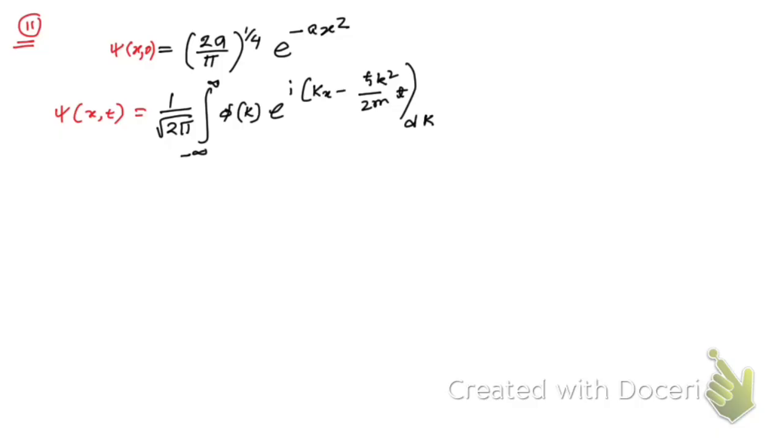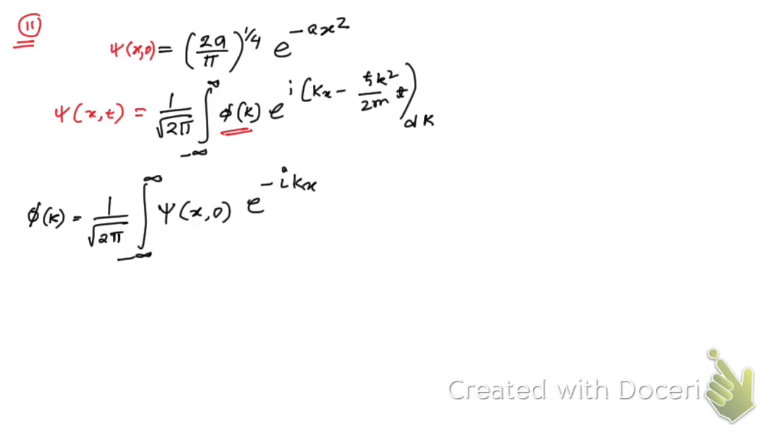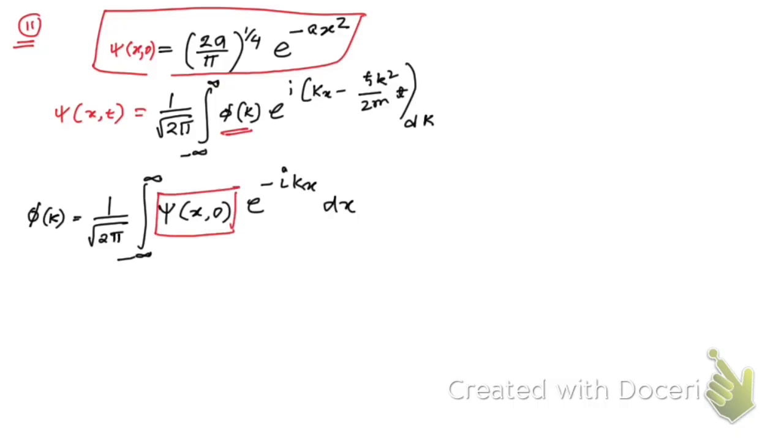And how to obtain this phi of k? That's nothing but phi of k is equal to 1 by root over 2 pi, integration from minus infinity to plus infinity of psi of x comma 0 e to the power minus i kx dx. That's how we can obtain it, right? So now let us use this here.